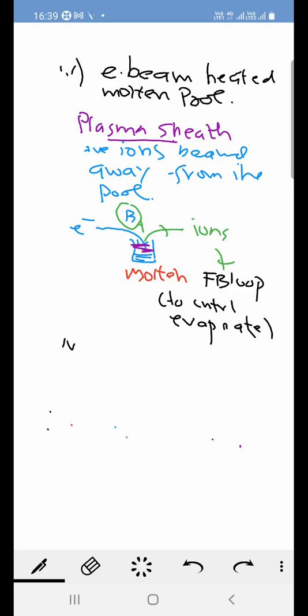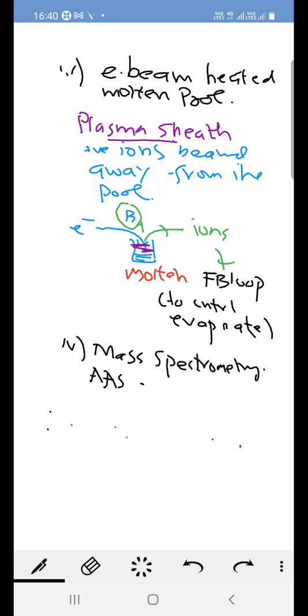Now, the fourth method of rate monitoring, which is very well known, is called mass spectrometry. There is also atomic absorption spectroscopy, or it is also called electron emission mass spectroscopy. This is how we control the evaporation.